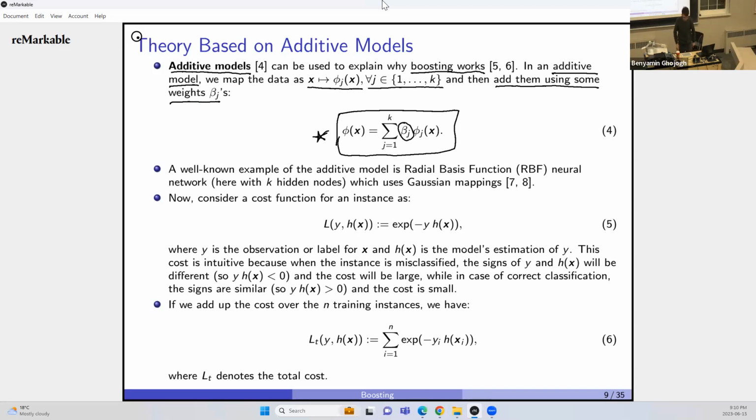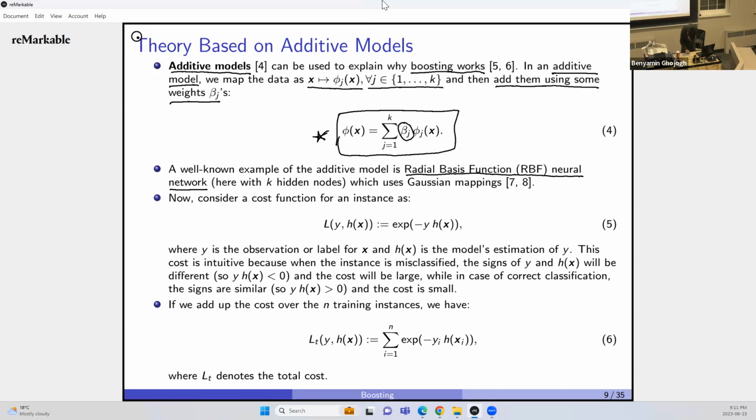We saw an example of it, the radial basis function network. If you have the deep learning course, we have seen that. This is related to the deep learning course, RBF network. It's not in this course, okay? But the RBF network is an example of an additive model. Another example of an additive model is boosting, which we are covering in this course, okay?